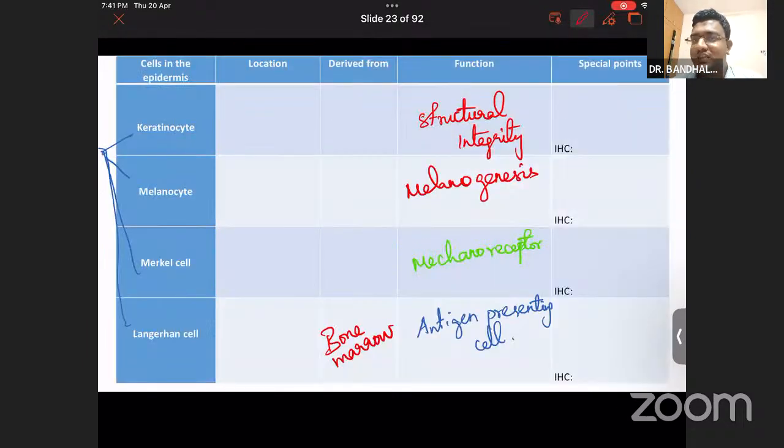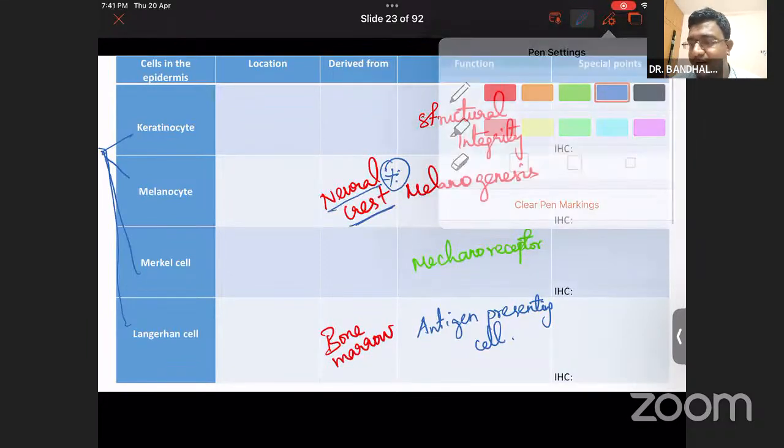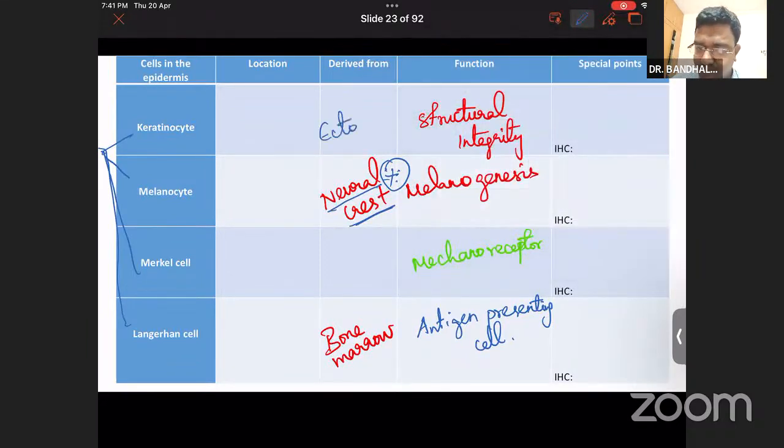Neural crest give rise to melanocytes, which is very, very important question. Melanocytes are derived from which portion? It is neural crest, super important. Other two cells are easy to remember. Both are derived from ectoderm. Okay. Only you have to remember melanocytes and Langerhans cells. Melanocytes neural crest, Langerhans cell in bone marrow, right?